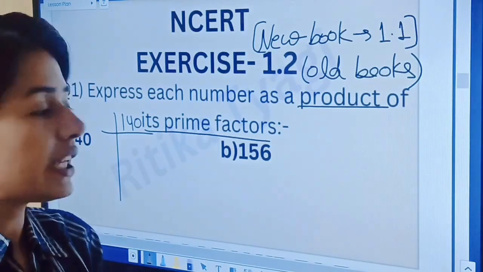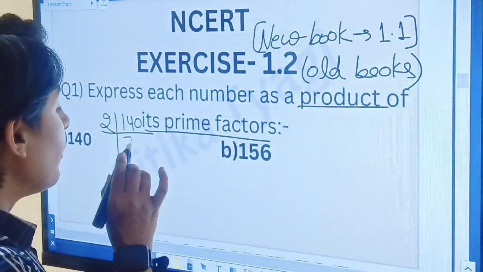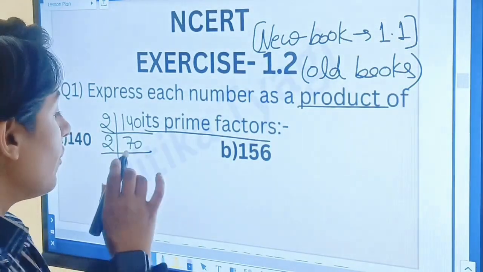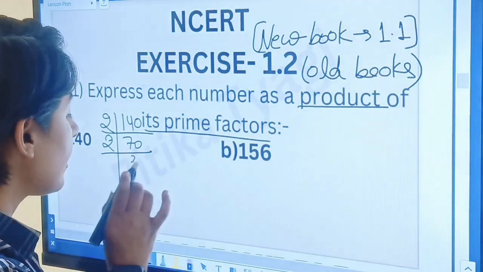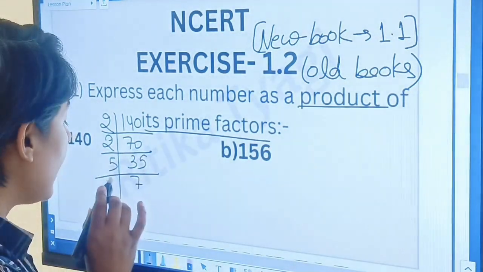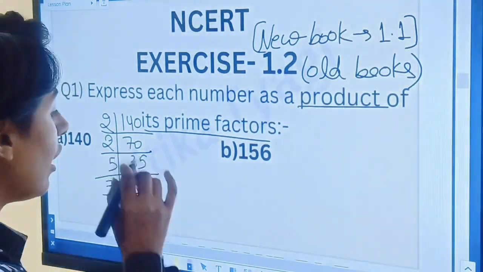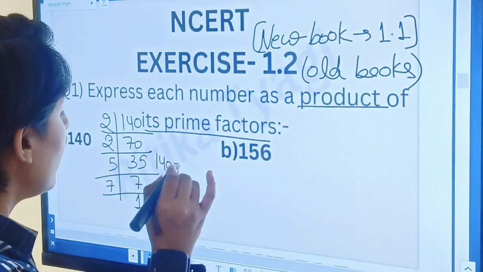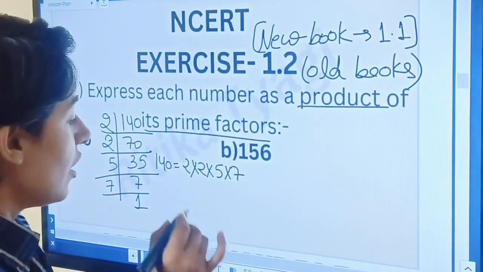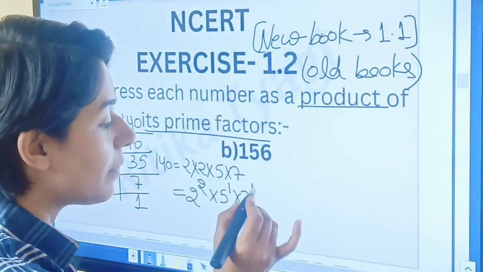Here 140 ends with an even number, that is 0, so divisible by 2, we get 70. 70 also ends with an even number, that is 0, so we divide 70 by 2 and we get 35, and the factors of 35 are 5 and 7, and 7 is a prime number, so it is divisible by itself. Now the factors of 140 are 2 multiply 2 multiply 5 multiply 7. We can also express it as 2 to the power 2, 5 to the power 1 and 7 to the power 1.